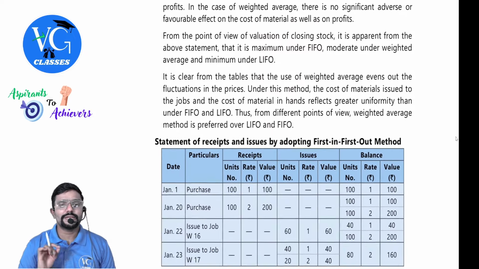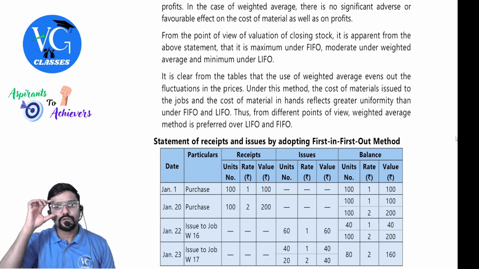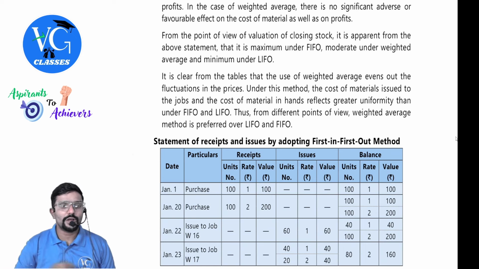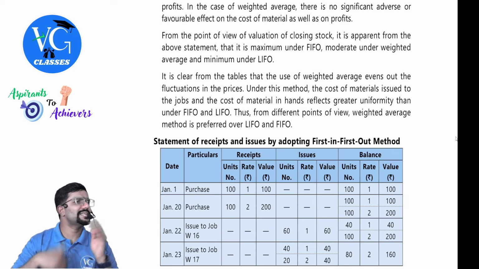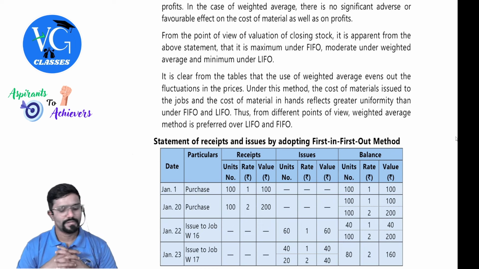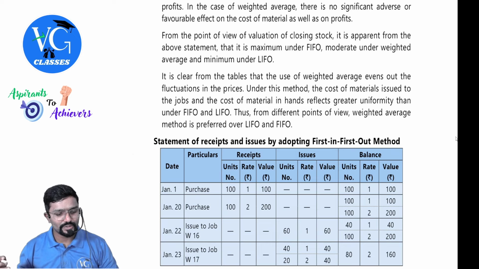It is clear from the tables that the use of weighted average evens out the fluctuation in the prices. Under this method, the cost of material issued to the jobs and the cost of material in hand reflect greater uniformity than under FIFO and LIFO. Thus, from the different points of view, the weighted average method is preferred over LIFO and FIFO because it will even out the increase in price. Clear? Yes, sir. This is all about the practical questions, guys.